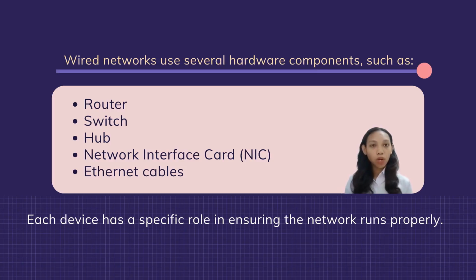Next is wired network hardware. Wired networks use several hardware components such as a router to connect different networks, a switch to connect multiple devices in one network, a hub to distribute data to all devices, a network interface card or NIC to allow devices to connect to a network, and the last one is Internet cables to use as transmission medium. Each device has a specific role in ensuring the network runs properly.